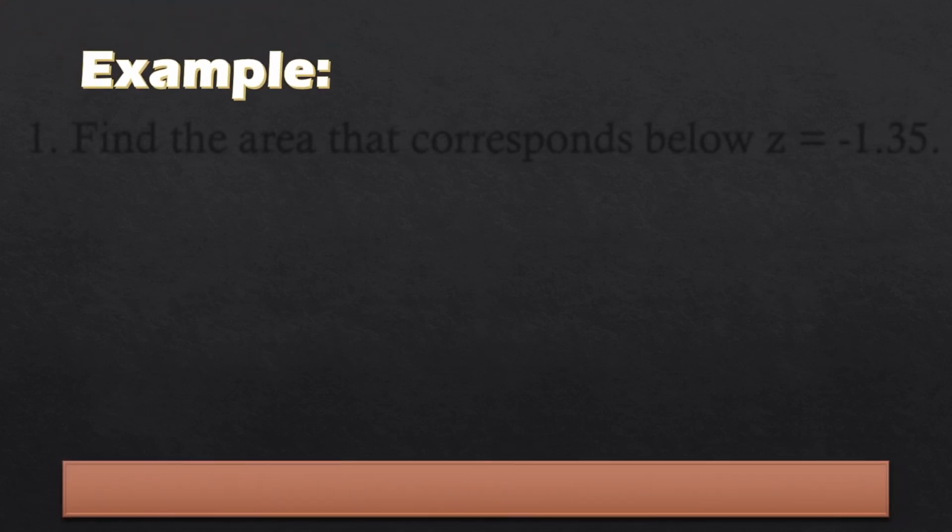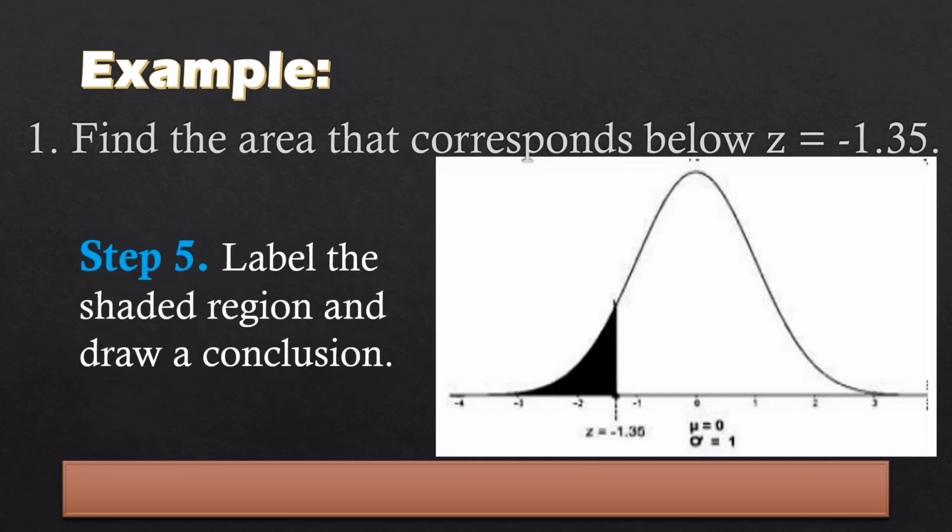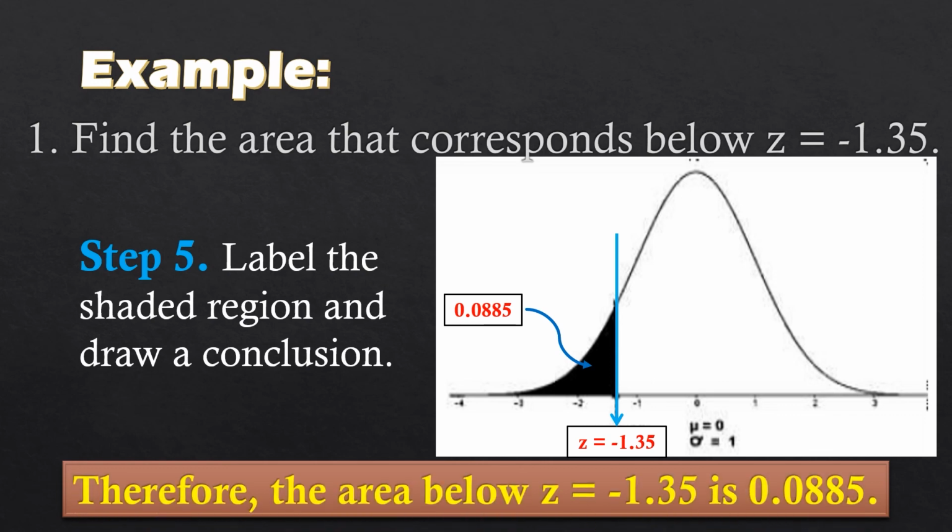For the last step, we need to label the shaded region and draw the conclusion. So here is our shaded region, which is below z equals negative 1.35, and the area for this shaded region is 0.0885. And lastly, the conclusion: therefore, the area below z equals negative 1.35 is equal to 0.0885.